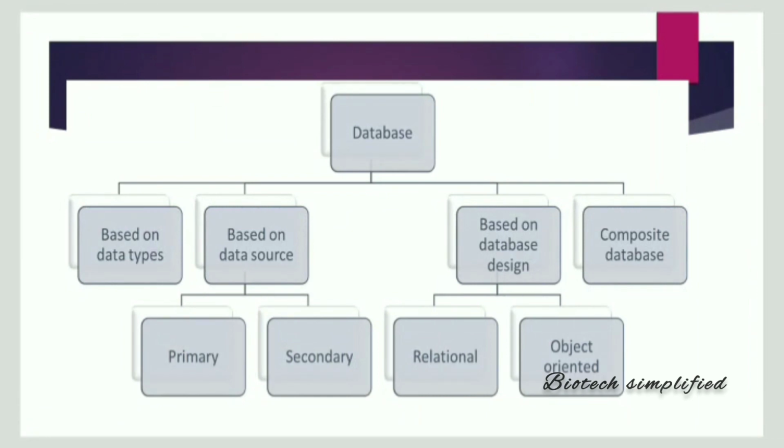Databases are of different types. A database can be classified into several types based on the data type and data source. Based on the data source, we can divide data into two types, which is primary data as well as secondary data. Based on database design, we can also divide it into two types, which is relational and object-oriented. The last type of database is composite databases.